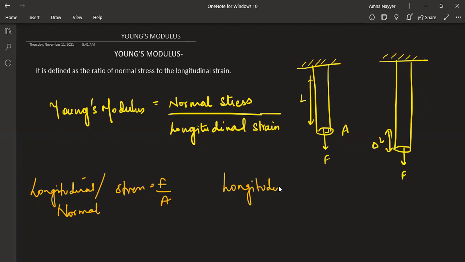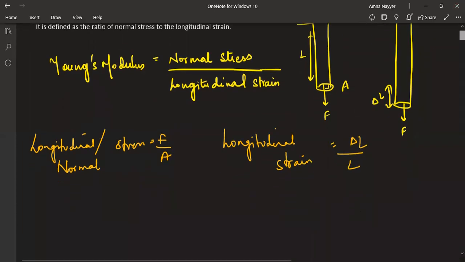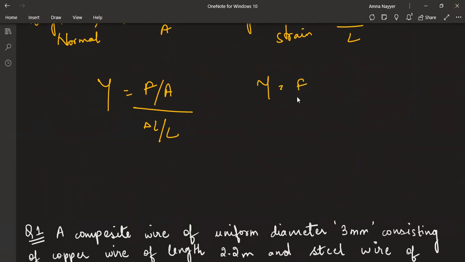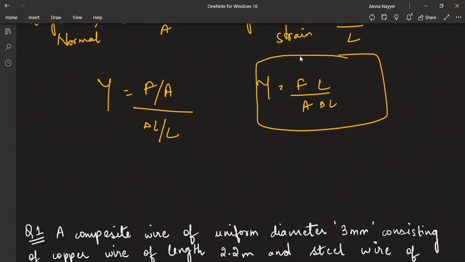So the formula of longitudinal strain was delta L by L. So if you take the ratio, Young's modulus, which is represented by capital Y, will be force by area divided by delta L by L. If you write it properly, it will be (F into L) by (A into delta L). This is known as Young's modulus of elasticity. Here, F is the force, L is the original length, delta L is the change in length, and A is the area.